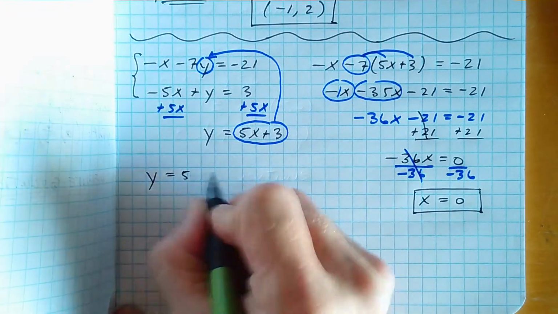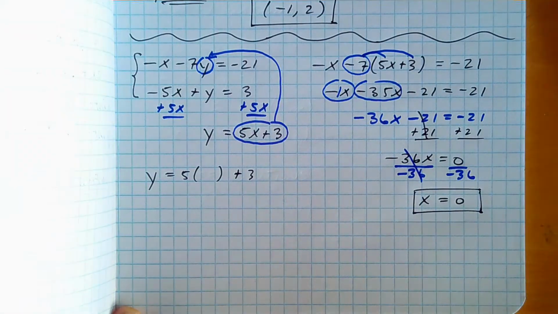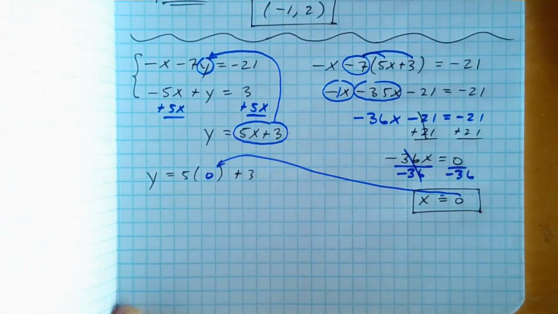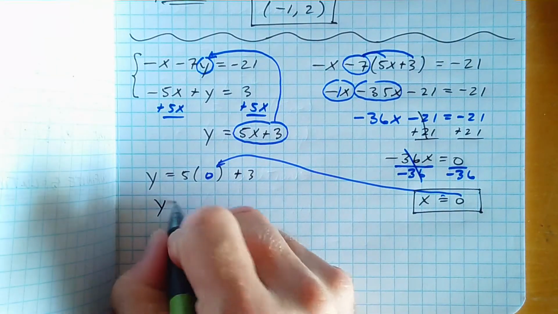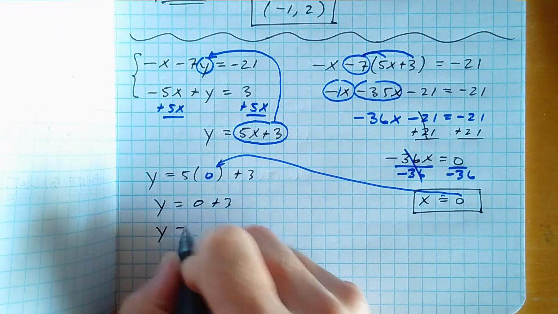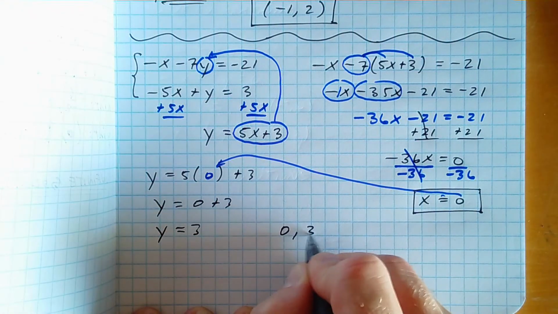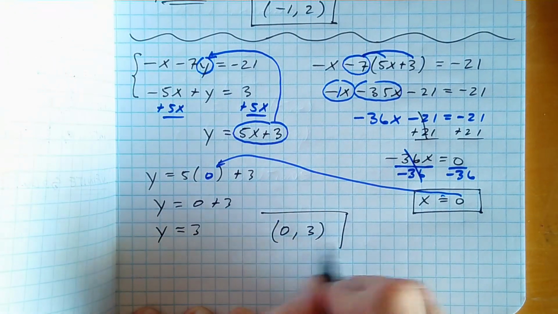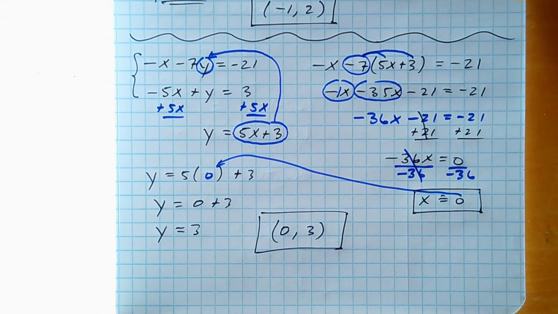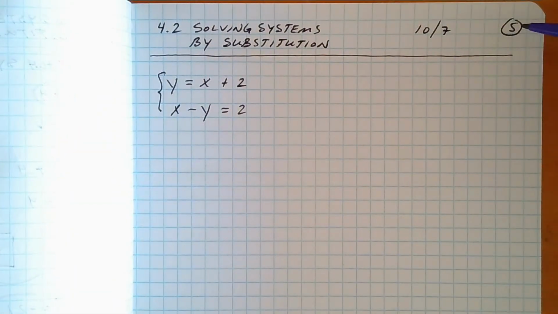And let's do that. So I'm going to have y equals 5, I'm going to open up some parentheses, plus 3, and I'm going to substitute this 0 into my equation. All right, I have y equals 5 times 0 is 0 plus 3, and we know that 0 plus 3 is equal to 3. So my solution would be (0, 3). Right? These two lines would cross at the point (0, 3).